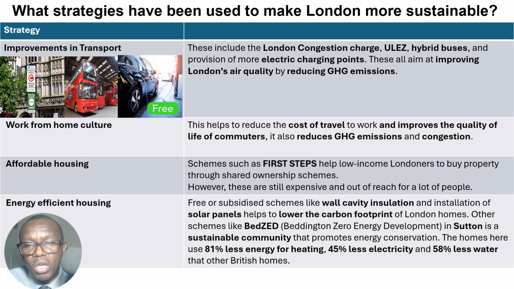So this includes the London Congestion Charge, ULEZ, hybrid buses, and the provision of more electric charging points. These all aim at improving London's air quality by reducing greenhouse gas emissions. Now, the London congestion charge, for example, will reduce the number of cars going into London, because by having a charge, people are going to be dissuaded from using their cars to go into London and are more likely to use either buses or trains to get into London.